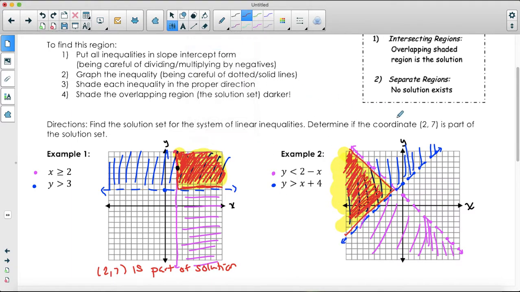So then I look for that coordinate of 2, 7. So 1, 2, 1, 2, 3, 4, 5, 6, 7. 2, 7 is in this spot over here, which is in the blue, but it is not in the highlighted yellow. So it would work for the second inequality, but it would not work for the first inequality. Therefore, 2, 7 is not part of the solution set.